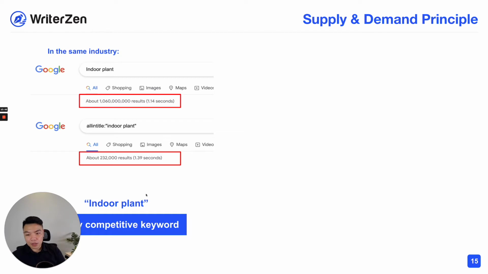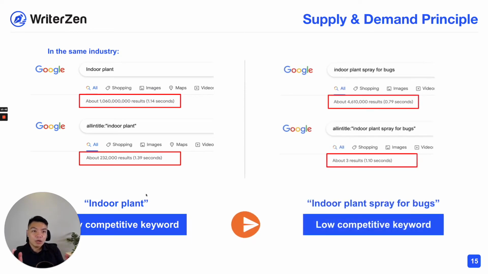And now if we go into another keyword, it's called indoor plant spray for bugs, right? It's more specific. It's very well targeted. It's a long tail keyword. It will return about 4.6 million results, but the allintitle for it is only about 3 results. There are only 3 websites that have this keyword contained in their title tag, right? So now this keyword for us is a low competitive keyword and is a very good keyword to target.